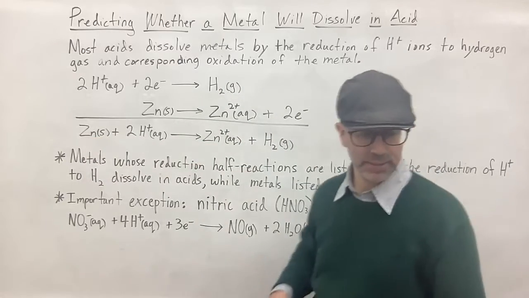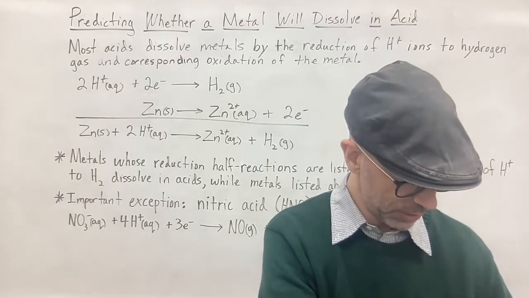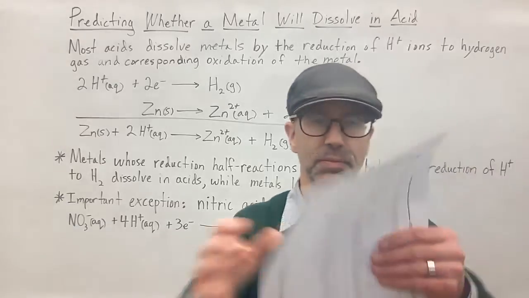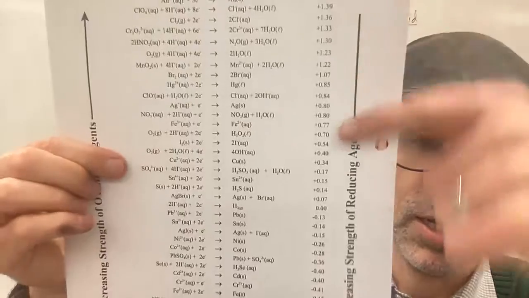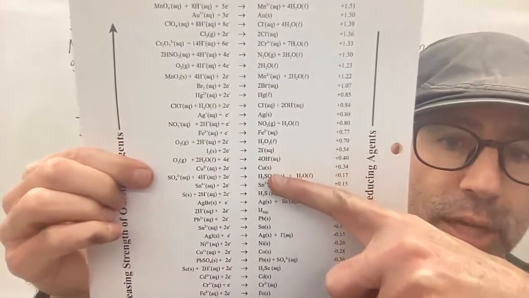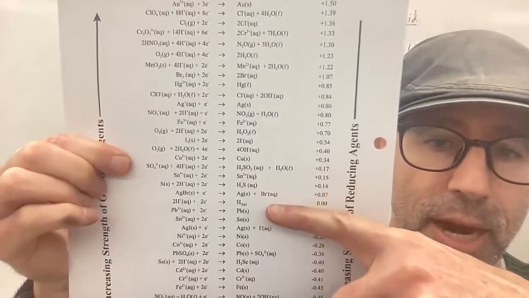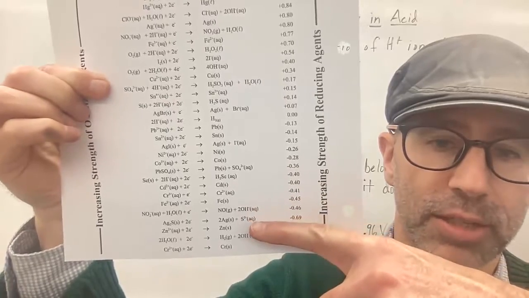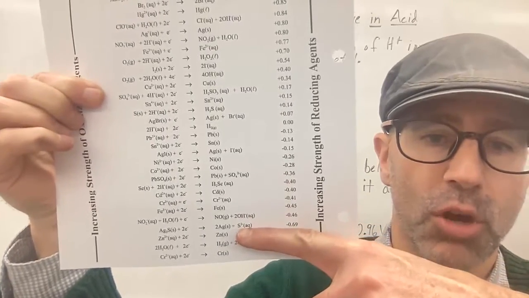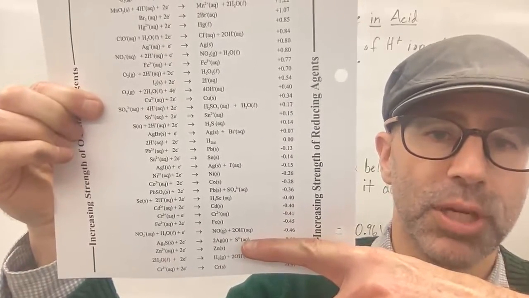And this would be spontaneous, because if you look on the list, let's see if I can find it really quickly. There it is. So there's the hydrogen on the list, and then all the way below it down here is zinc. So zinc is way below. So zinc is much more likely to oxidize than to reduce compared to hydrogen or H+.